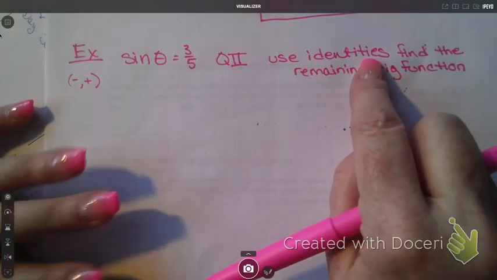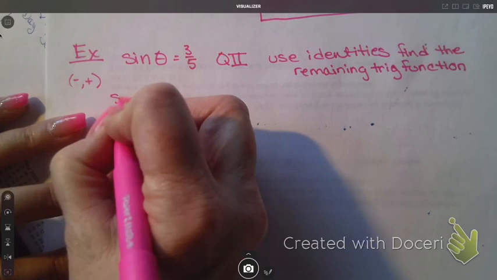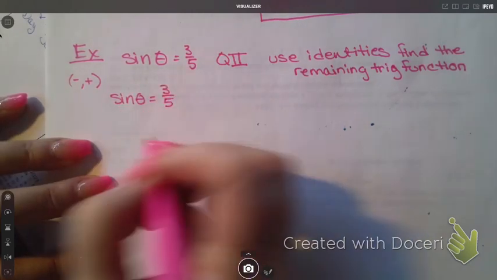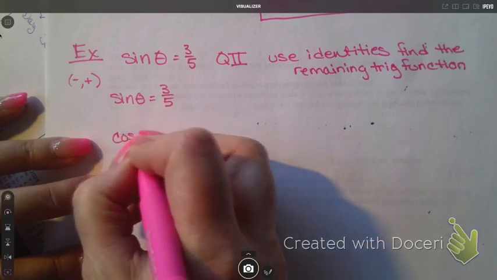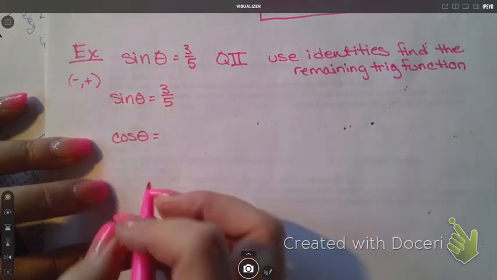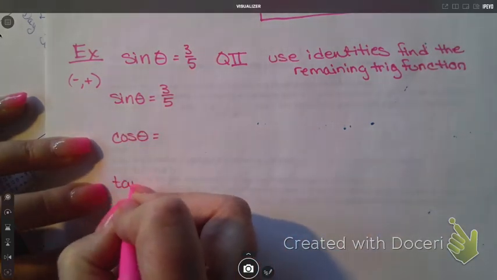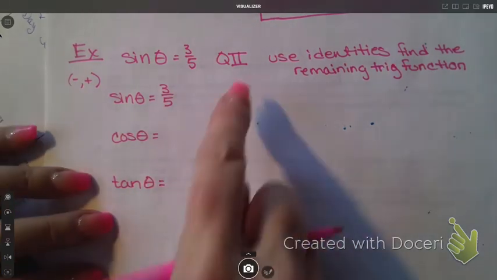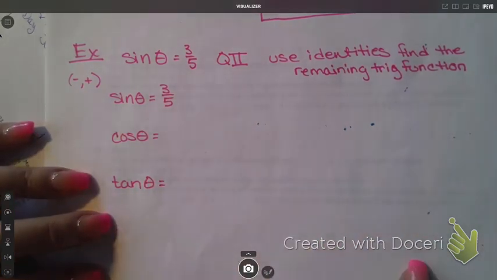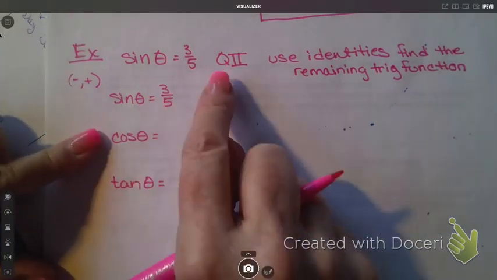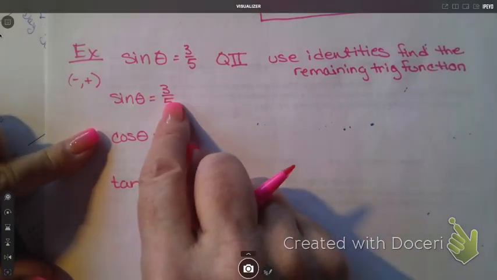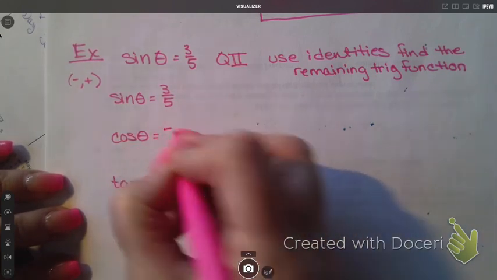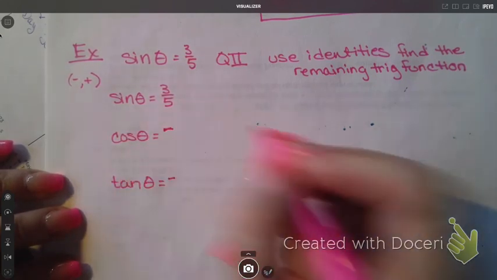So there is work. Got it? So we've got sine equals 3/5 already. Cosine, tangent. And then we're going to reciprocate those, right? So we are in the second quadrant. Sine is positive, so the other two functions have to be what? Negative. I'm already going to put a negative there.